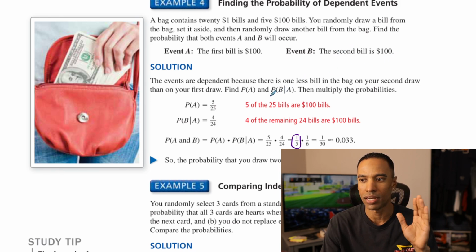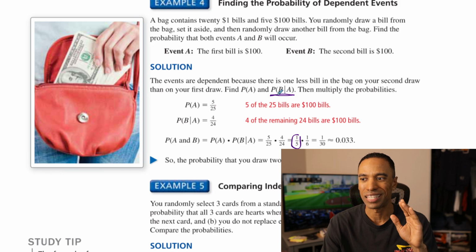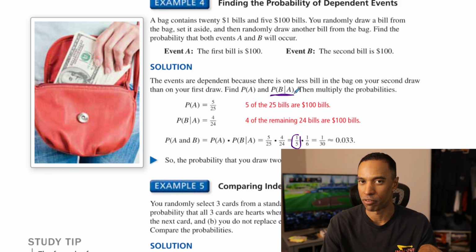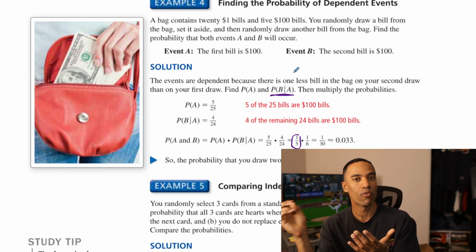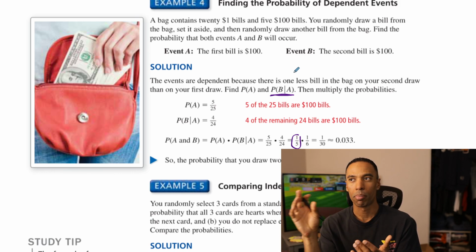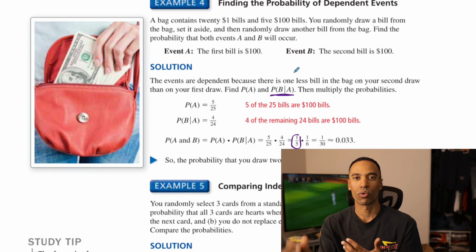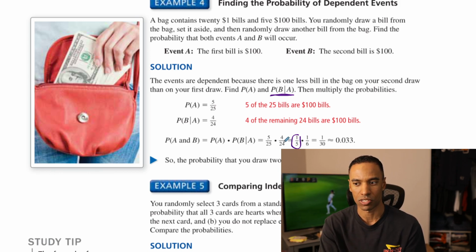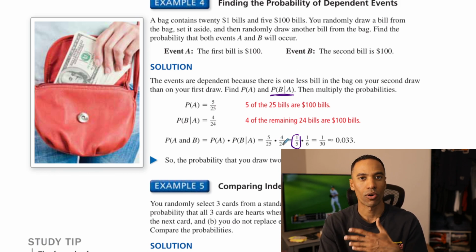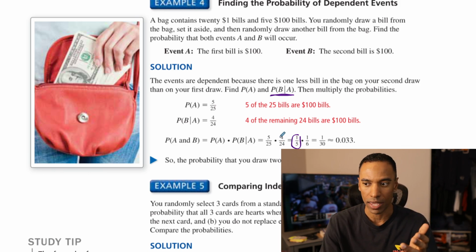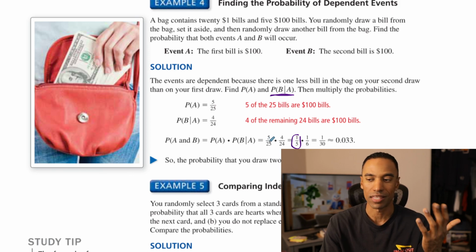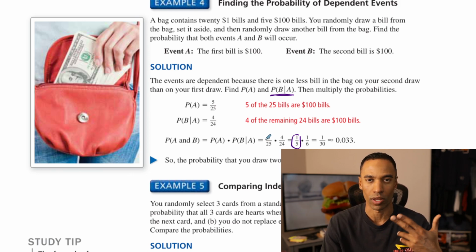But the second one is the probability that a $100 bill is drawn given that you drew a $100 bill the first time. And when you draw a $100 bill the first time, notice that we remove not only a $100 from the set, but an entire bill from the set. So there are not 25 bills in the set anymore. There are 24 of them. And there aren't 5 $100 bills left, there are 4 of them. This is given that a $100 bill is drawn the first time.